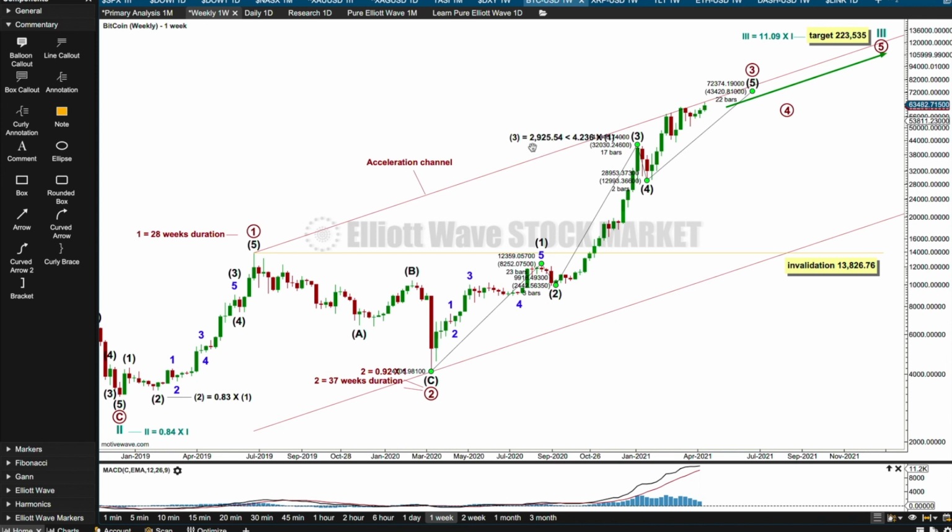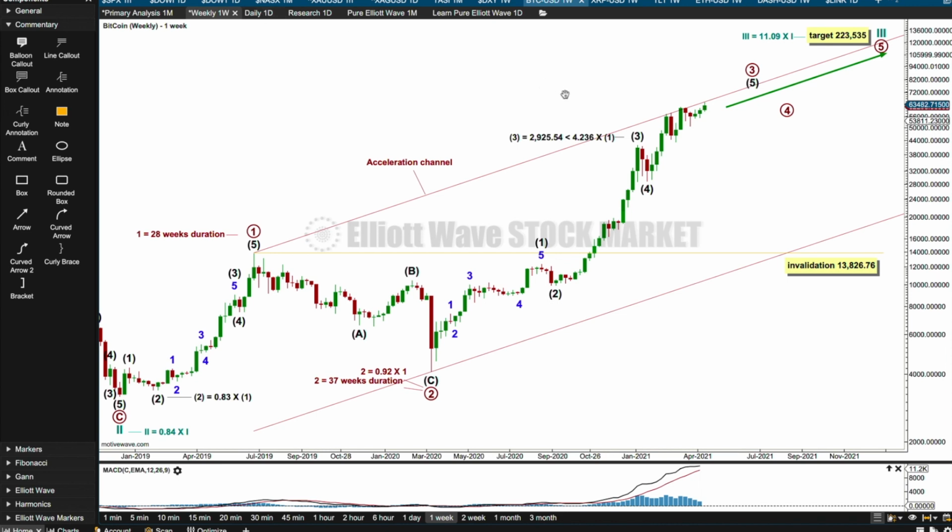Its intermediate 3 is 2,925.54, less than 4.236 times the length of intermediate 1. That's how to read these notations I've got here. That's because that variation is less than 10% of the length of intermediate 3. It's my judgment that the difference is small enough to say that they are reasonably close to that, exhibiting that Fibonacci ratio. That's just a judgment I've made, that 10%.